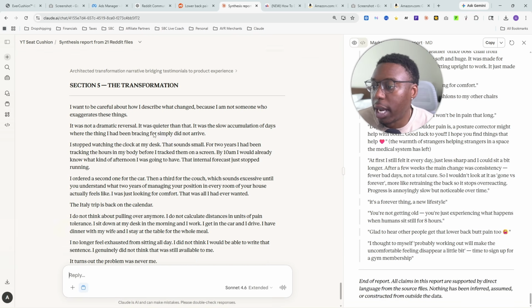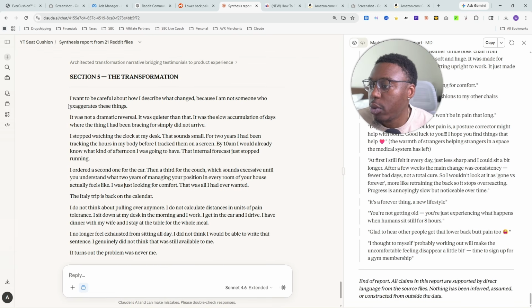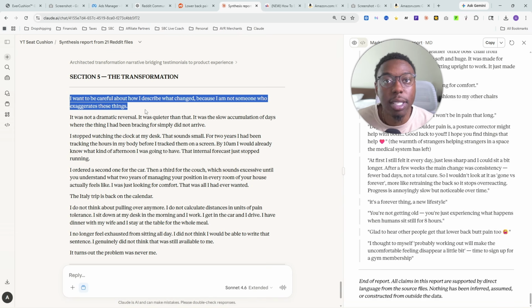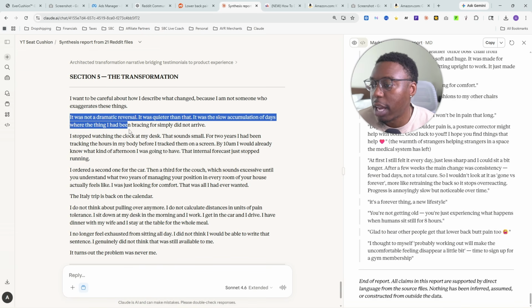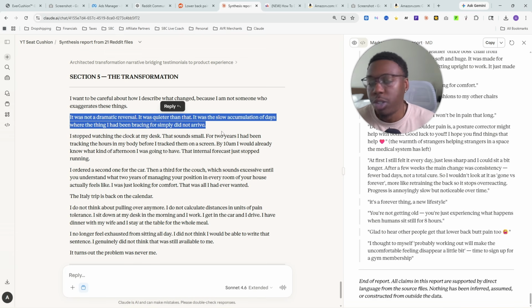I want to be careful about how I describe what I changed because I'm not someone who exaggerates these things, right? And again, this is to lower that sales wall. We don't want to feel like we're shoving this down someone's throat. It was not a drastic reversal. It was quieter than that. It was a slow accumulation of days where the thing I'd been bracing for simply did not arrive. So in 2026, consumers are being sold things all the time, and a lot of times they're let down, right? So people buy things all the time, and it's always disappointing, especially these types of people that we're talking to. So we don't want to make this false promise, all right?